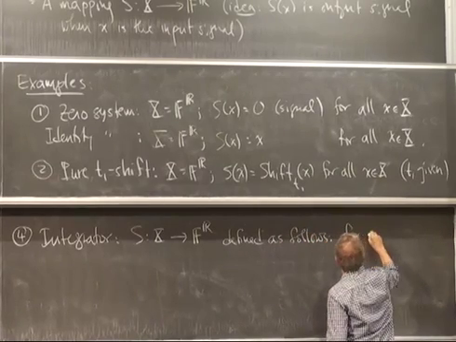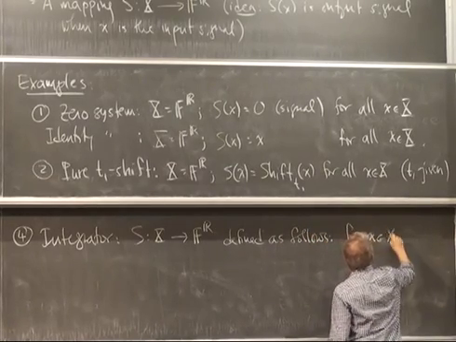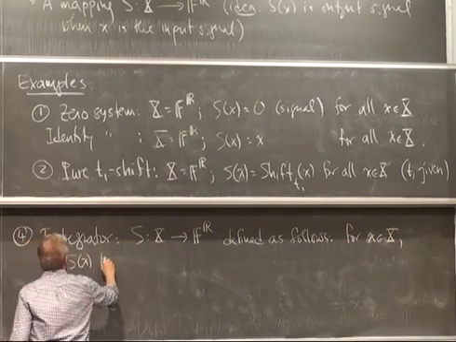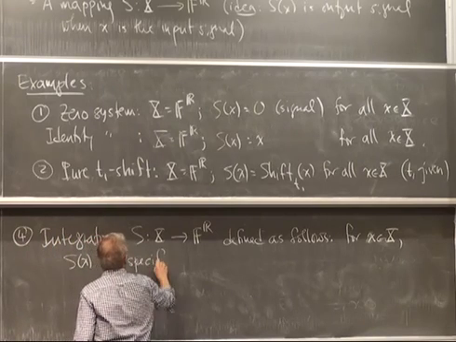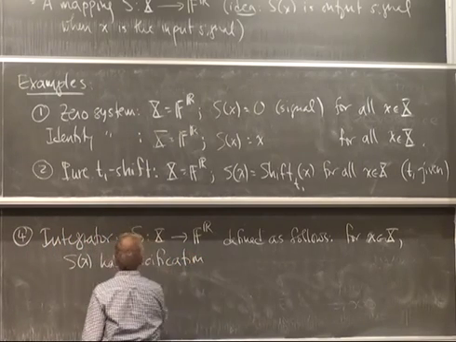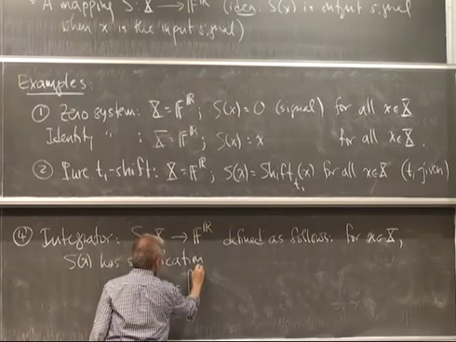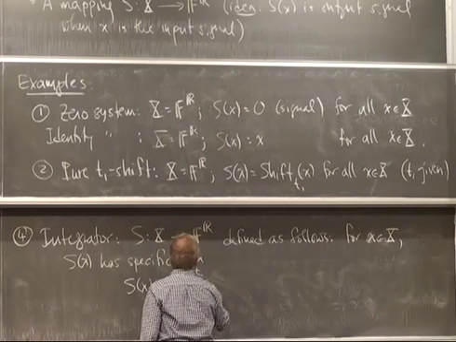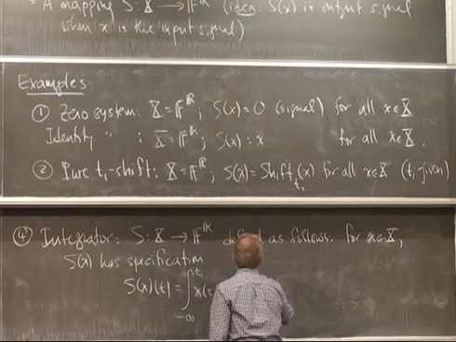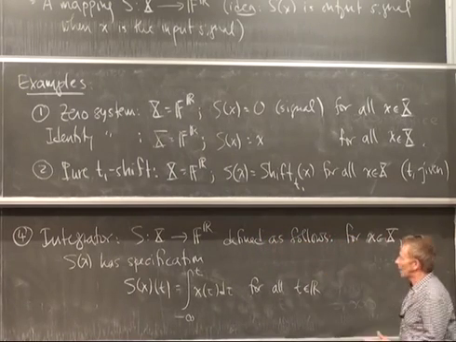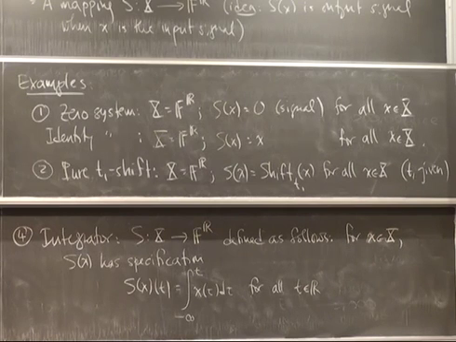For X in capital X, whatever capital X is going to turn out to be, S of X has specification: S of X at time t is the integral from minus infinity up to time t of x of tau d tau. And what is capital X? Capital X is just going to be the set of decent signals for which that integral exists for all t.